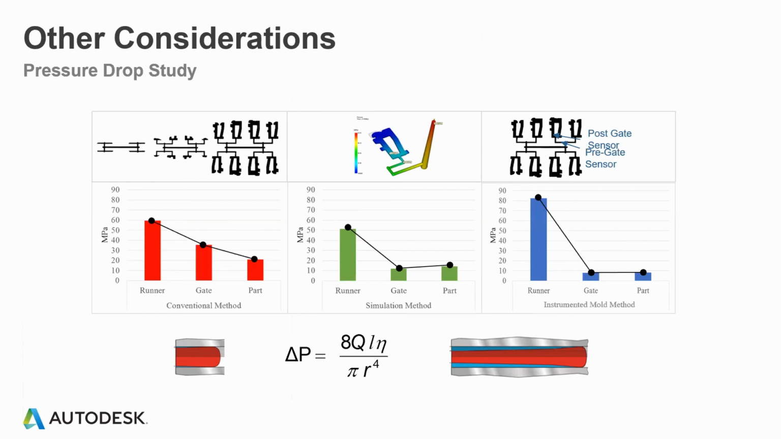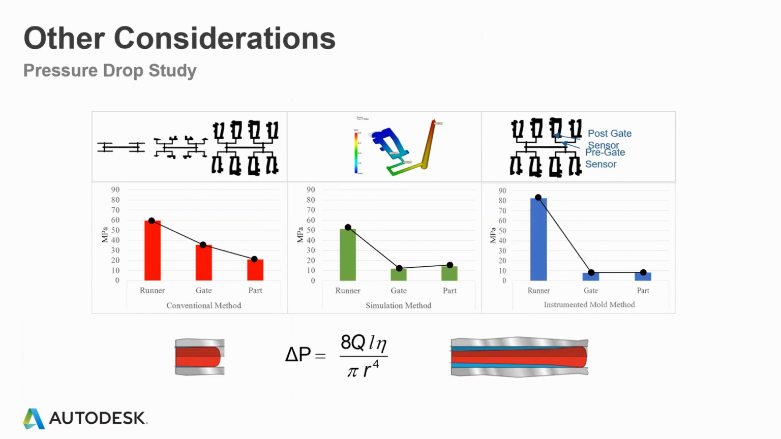But what we did here, the focus of our study, was we did the methodology on the right, the instrumented mold method. So by putting a series of sensors throughout the flow path, we could take the pressure when the part was 95 to 99% full, just like you would do in your analysis by putting nodes in, as shown in that center simulation method.